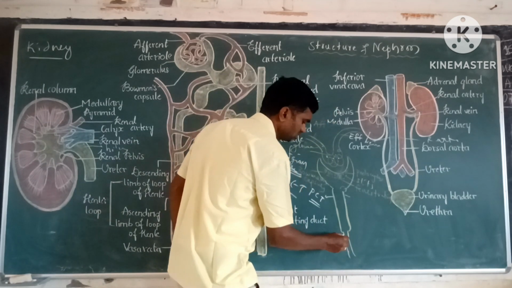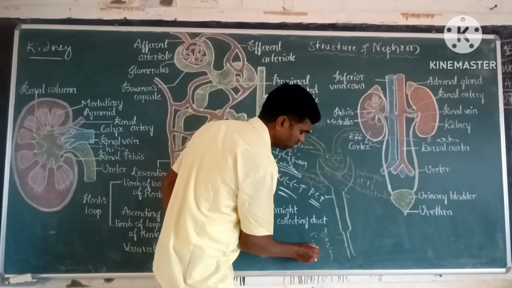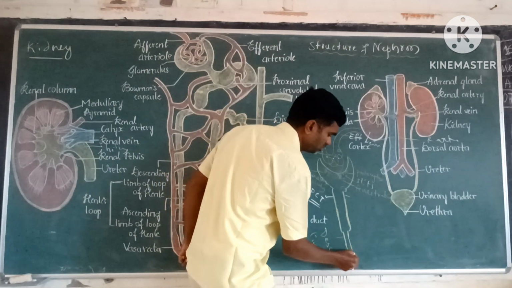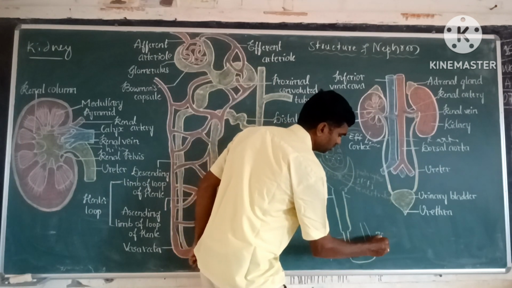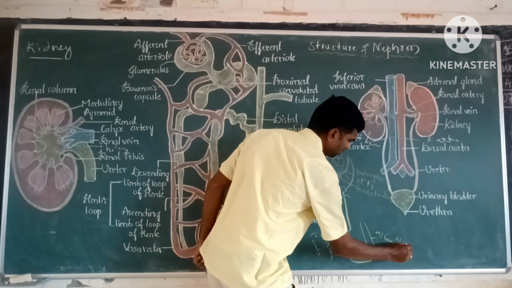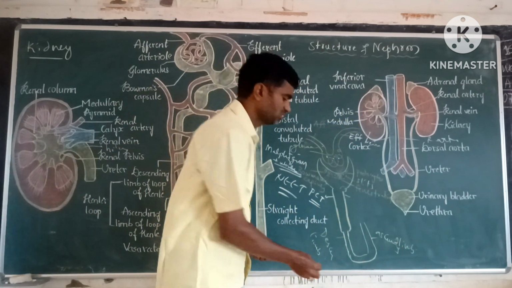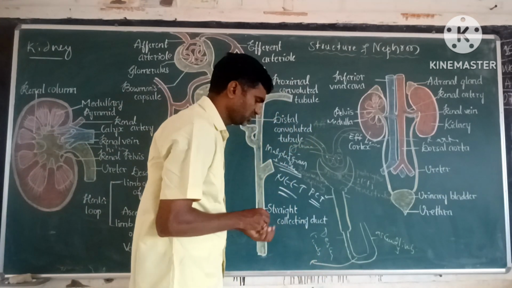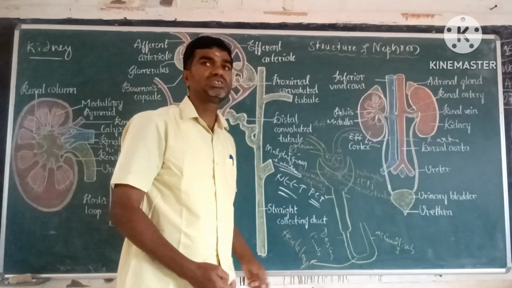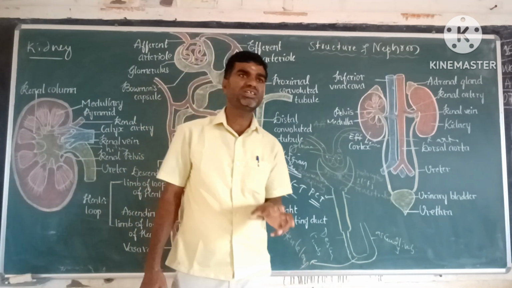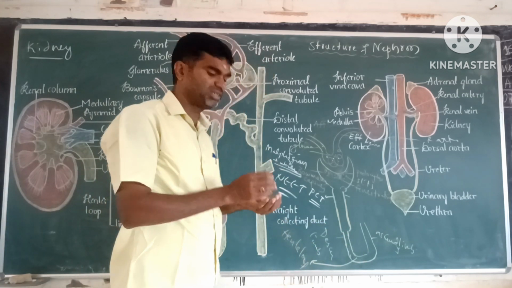Now this is called the descending limb, and the U-shaped structure is found here. This is the ascending limb. The descending limb and ascending limb are found here. So what is this called? It is called the Henle loop, also known as the loop of Henle. The loop of Henle is found here.